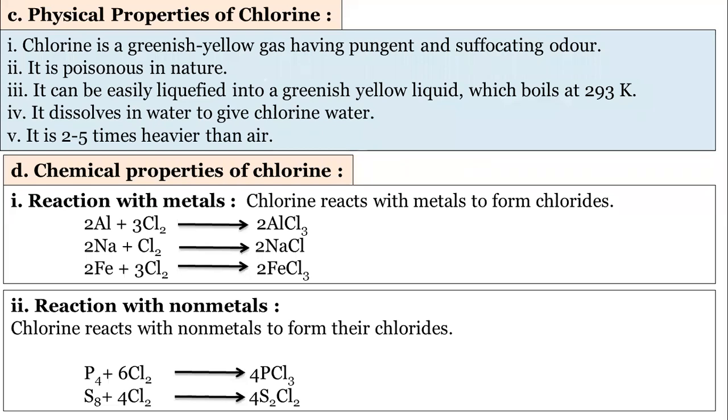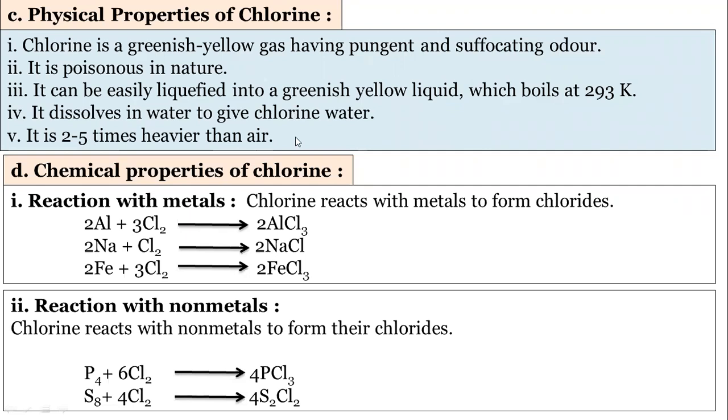Then physical properties of chlorine. All of you know chlorine is a gas. It is a greenish yellow colored gas. It has a pungent and suffocating odor. It is poisonous in nature. This chlorine gas can be liquefied into a greenish yellow liquid, which boils at 239 Kelvin. It dissolves in water to form chlorine water. It is 2.5 times heavier than air, remember. This gas is very dense. So these physical properties are not asked in the examination, remember.